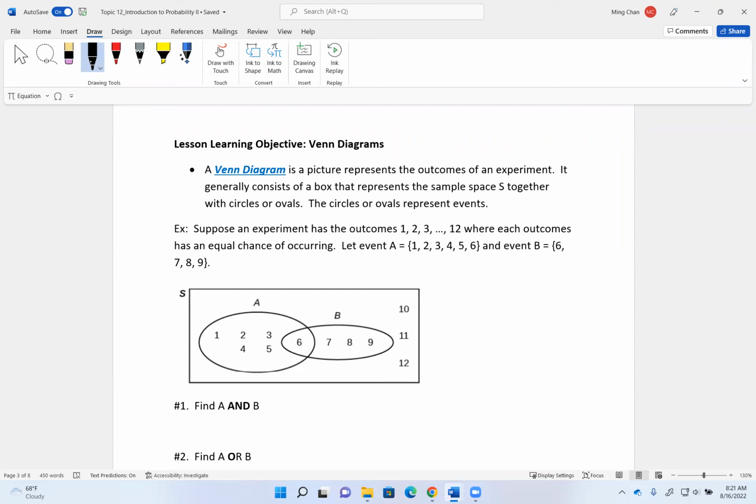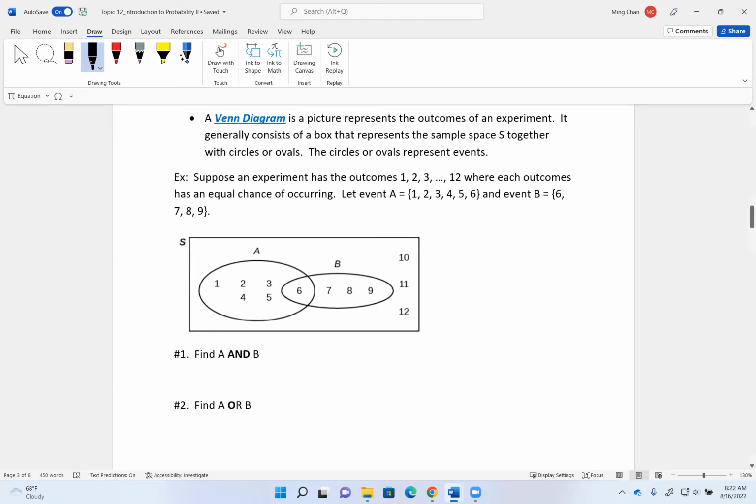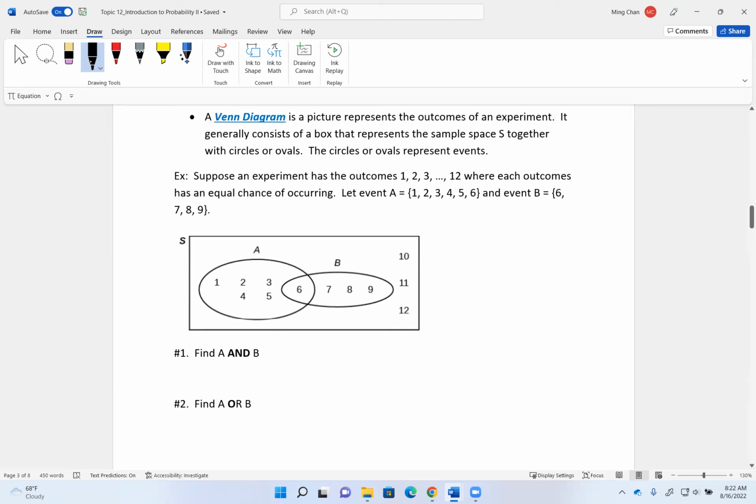Event A is 1, 2, 3, 4, 5, 6. Event B is 6, 7, 8, 9. 10, 11, 12 is not inside of events A and B, but it's inside the sample space. So that's the way you look at it. So the number 6 is in both events. Okay. So suppose an experiment has outcomes 1 through 12, where each outcome has an equal chance of occurring. So event A is 1, 2, 3, 4, 5, 6. B is 6, 7, 8, and 9. So this question wants me to find event A and B.